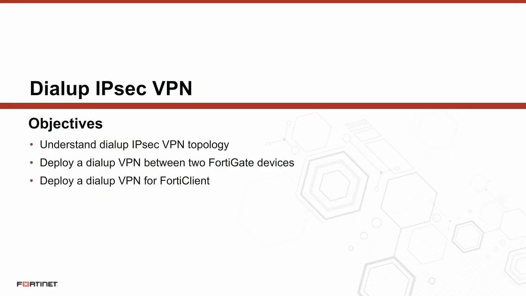After completing this section, you should be able to understand Dialup IPsec VPN topology, deploy a Dialup VPN between two FortiGate devices, and deploy a Dialup VPN for FortiClient. By demonstrating competence in Dialup IPsec VPN configuration, you will have a better understanding of deploying a Dialup VPN between FortiGates and FortiClients.